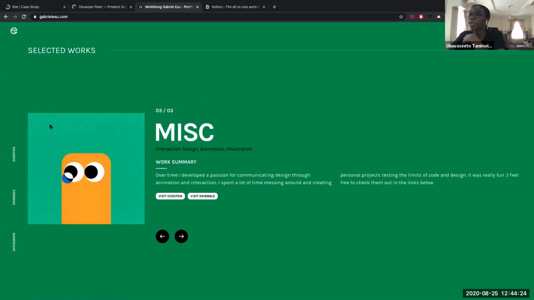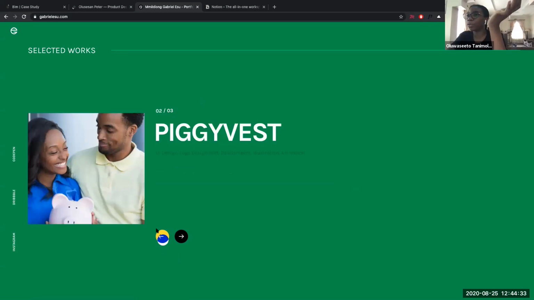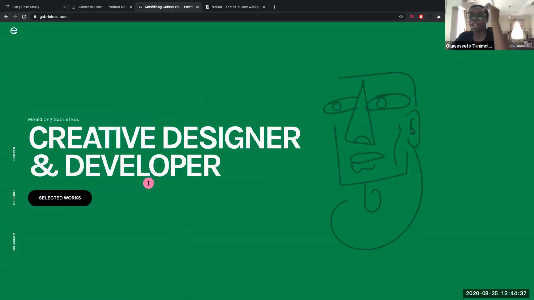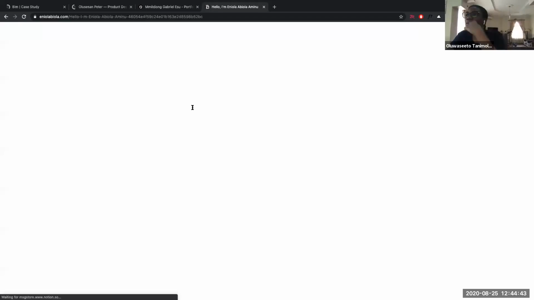And then this third thing is something that he does that is not design. What's this called? This is illustration and animation. So yeah, this is one person's portfolio. And he made this one by himself because he's a creative designer and developer. So he designed and coded this by himself. So this is another portfolio.